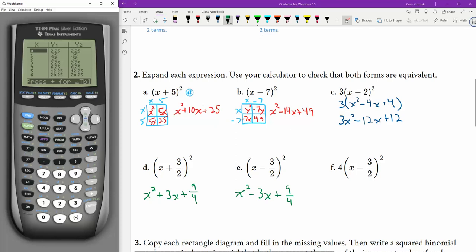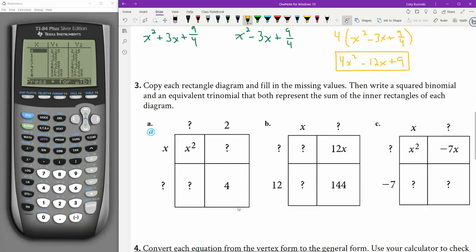All right. And one more. Let's do 4. Well, I mean, heck, it's just 4 of these. Not sure why I'm rewriting it, to tell you the truth, because I can see it right over there on the left. So let's do 4 times x squared. 4 times negative 3x. And 4 times 9/4. 9/4 of 4 is 9.